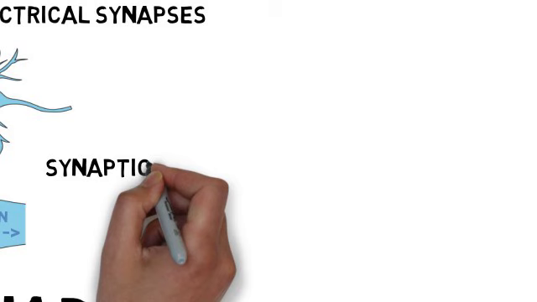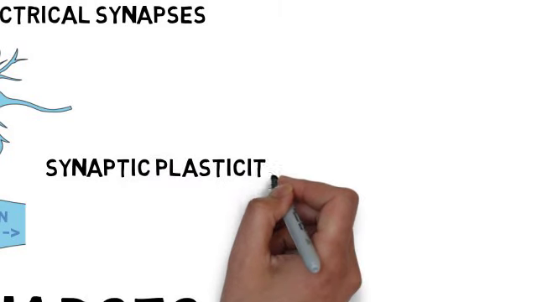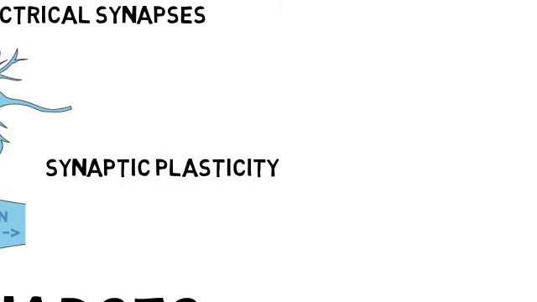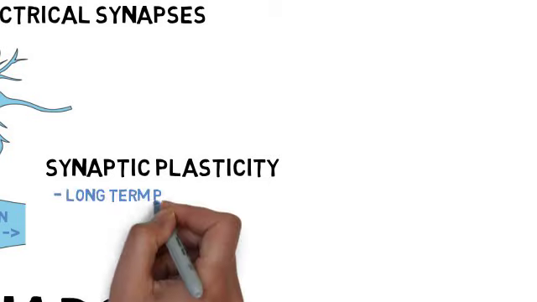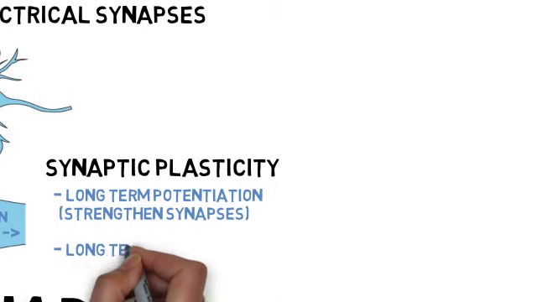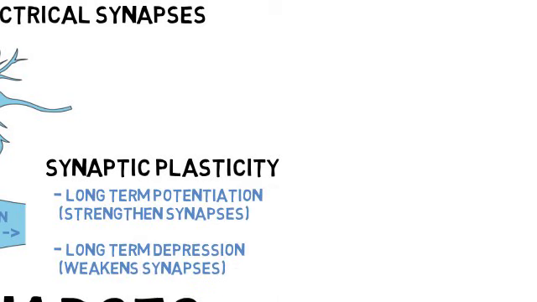Synapses are not static. They can change over time. This ability to adapt is known as synaptic plasticity. There are two main types. The first is long-term potentiation, or LTP. This strengthens synapses, making future signaling more effective. It's essential for learning and memory.